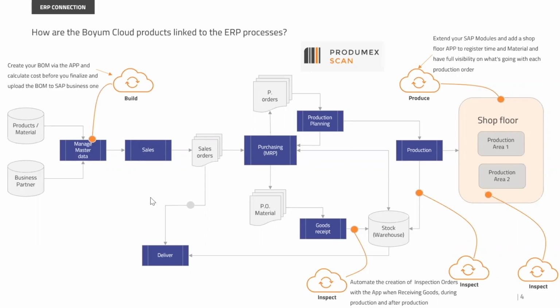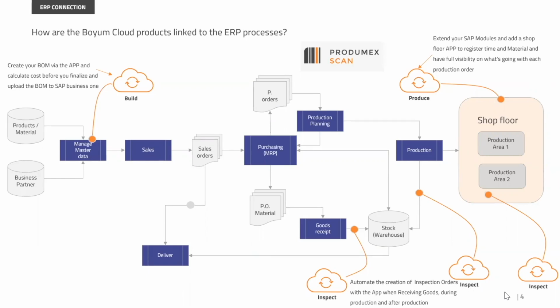Another good question. So, Boyum, I hope you all have the usability package. That's a solution of Boyum. Protomex Scan is a solution of Boyum. Build is a solution. Inspect, Produce. So if you say, I really don't need Build, but I need quality control, you just go with Inspect. You don't have to get them all. It's what works for you.